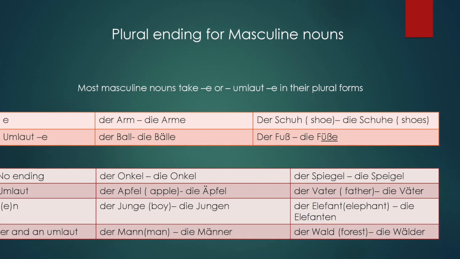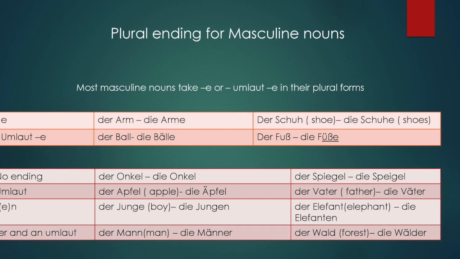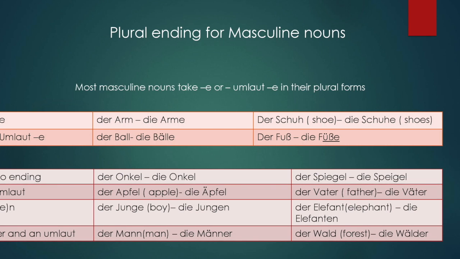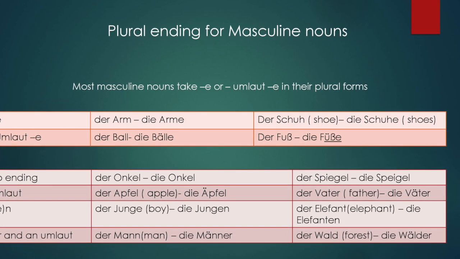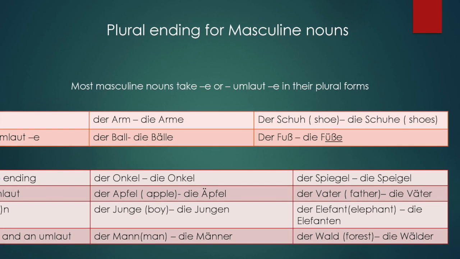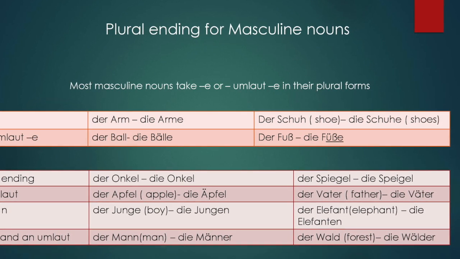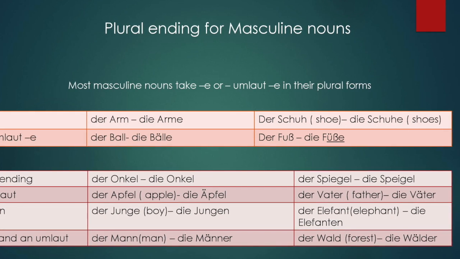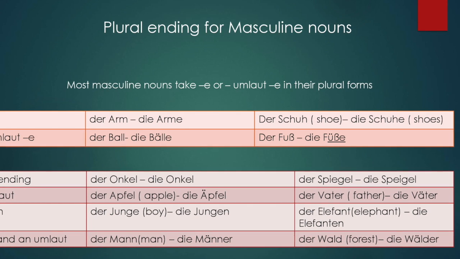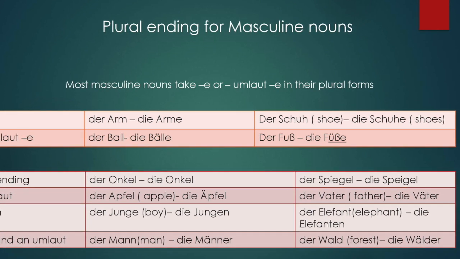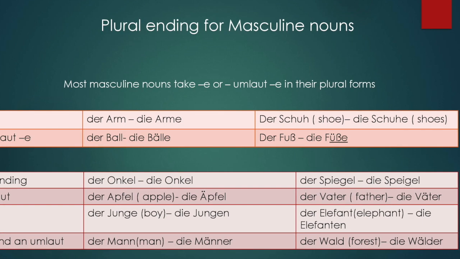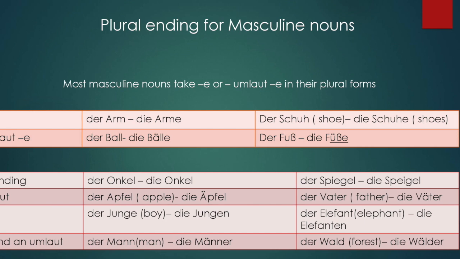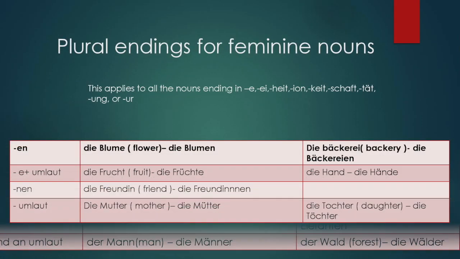And when there is no ending, it's like der Onkel, die Onkel, der Spiegel, die Spiegel. And ending with only umlaut will be like der Apfel, die Äpfel, der Vater, die Väter. And ending with en, der Junge, die Jungen, der Elefant, die Elefanten. And ending with er with umlaut, der Mann, die Männer, der Wald, die Wälder.